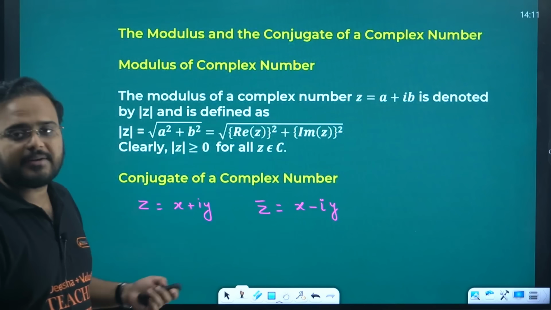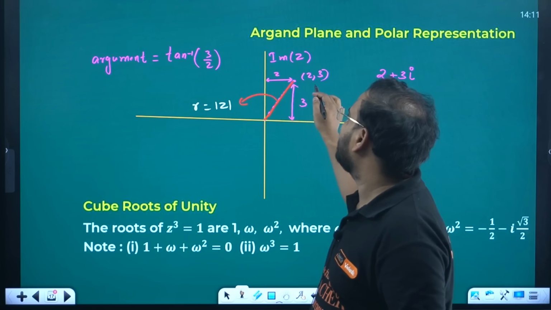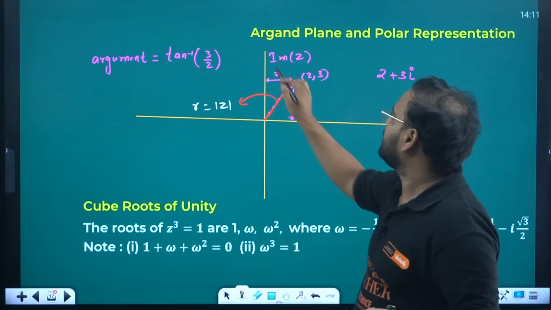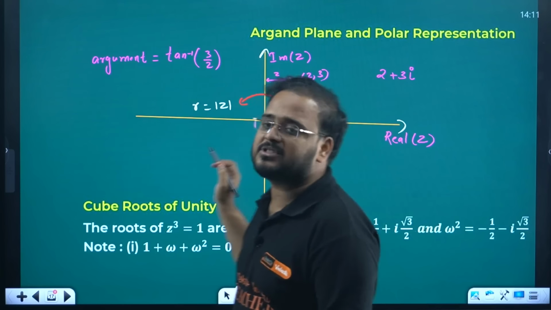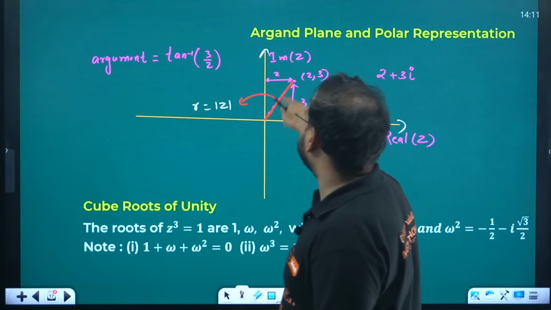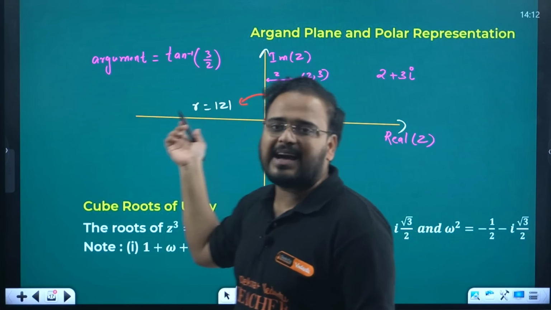For example, some of you were asking me about the argument of a complex number. So the argument is nothing but the angle for a complex number. If you draw this line, right, so if you take this Argand plane, the x-axis represents your real axis and the y-axis represents the imaginary axis. So the angle between this is called your argument, tan inverse of 3 by 2.